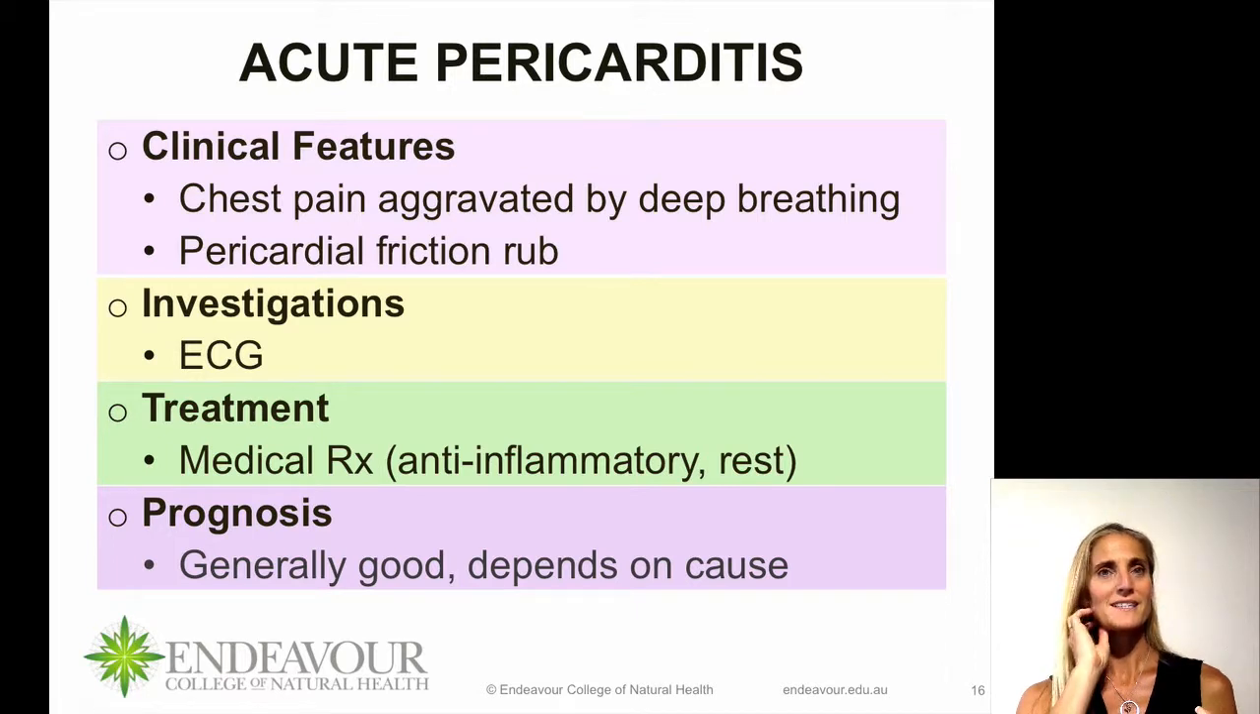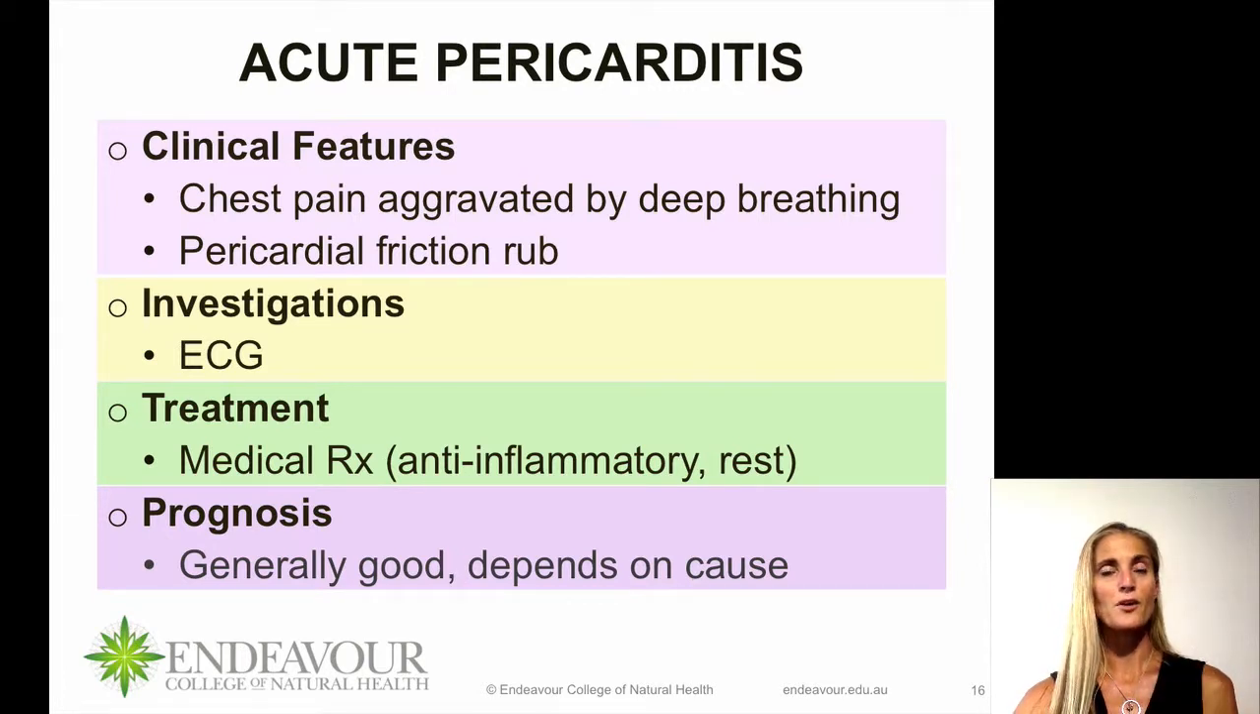Acute pericarditis clinical features. So the characteristic pain of pericarditis is retrosternal, and it radiates to the shoulders and the neck, and it's typically aggravated by deep breathing, by movement, by change in position. Exercise generally aggravates, and swallowing can be aggravating as well.